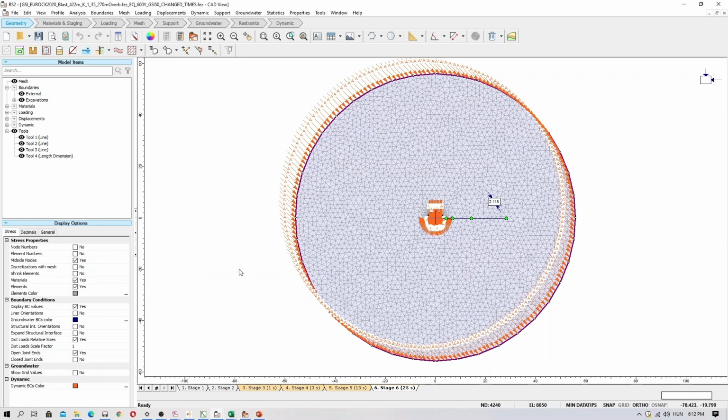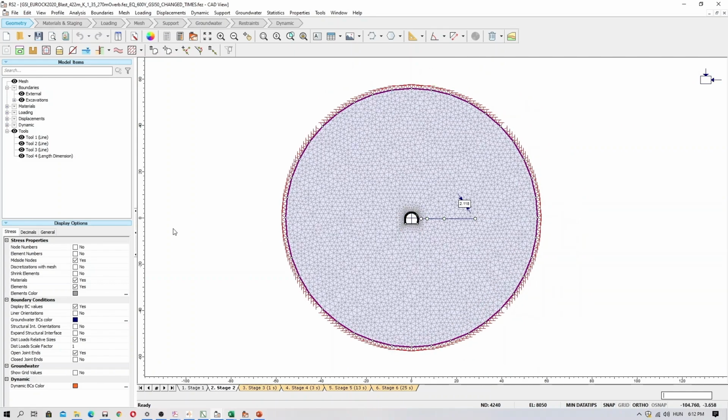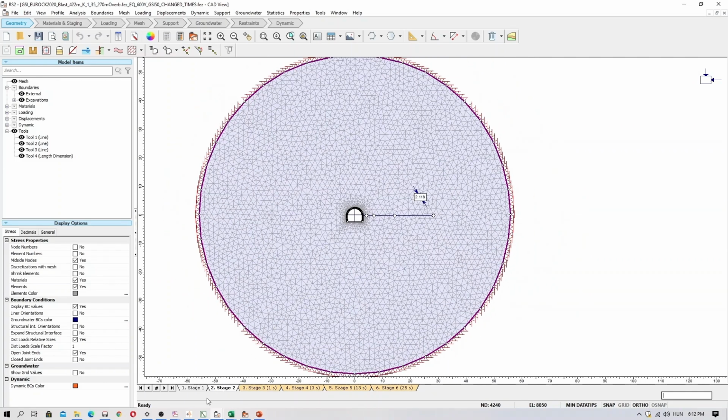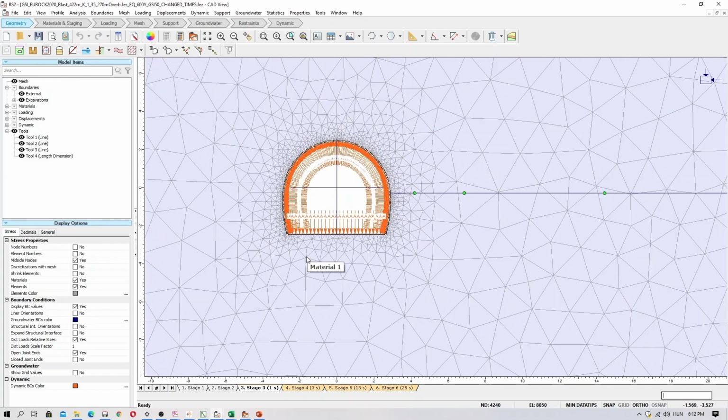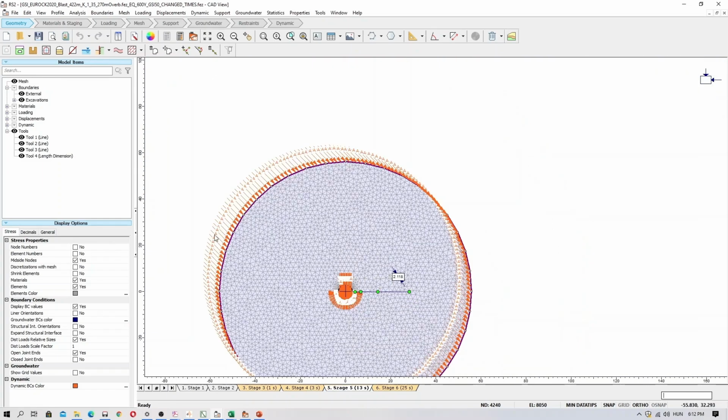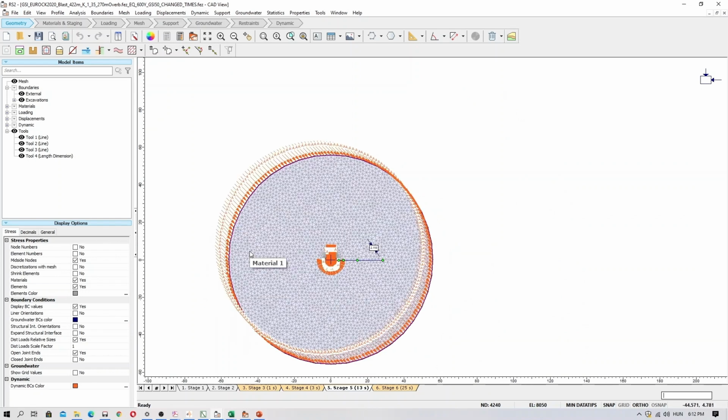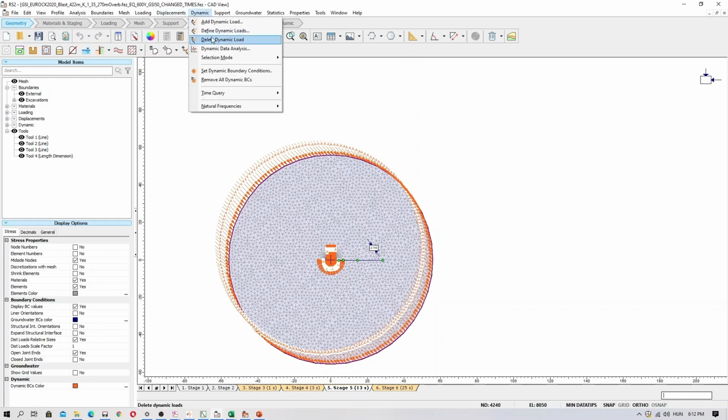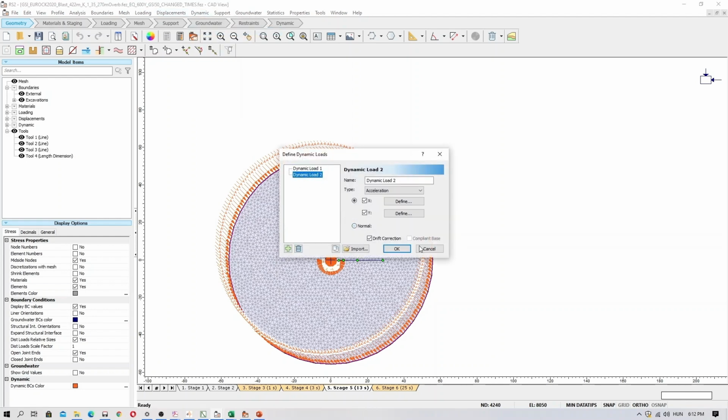And this is how the model looks. It was an interesting situation because for this kind of model we need to prepare a statically stable model, and then we start to input the dynamic loads. So here are the blasting loads, and then outside on the model we introduced the horizontal and vertical accelerations at the same time.